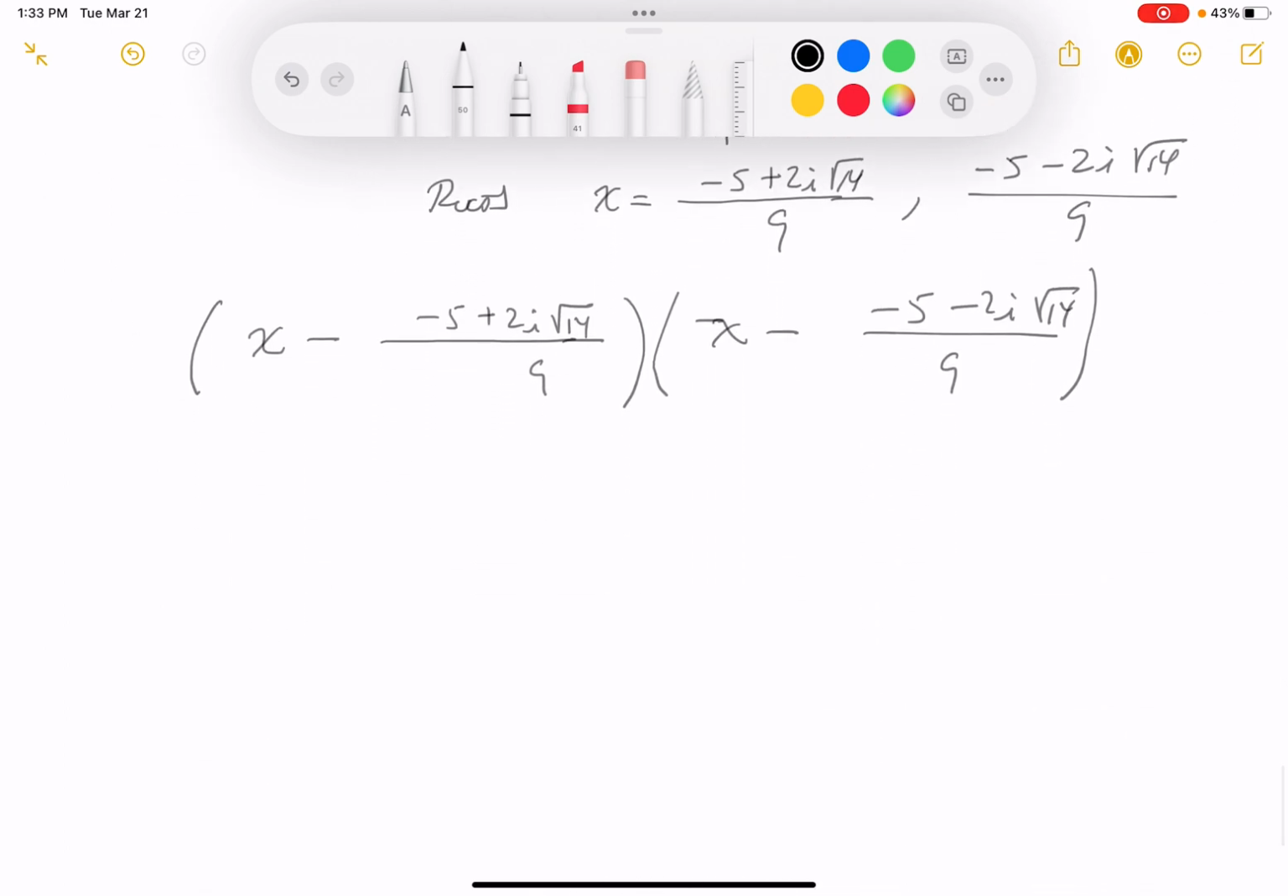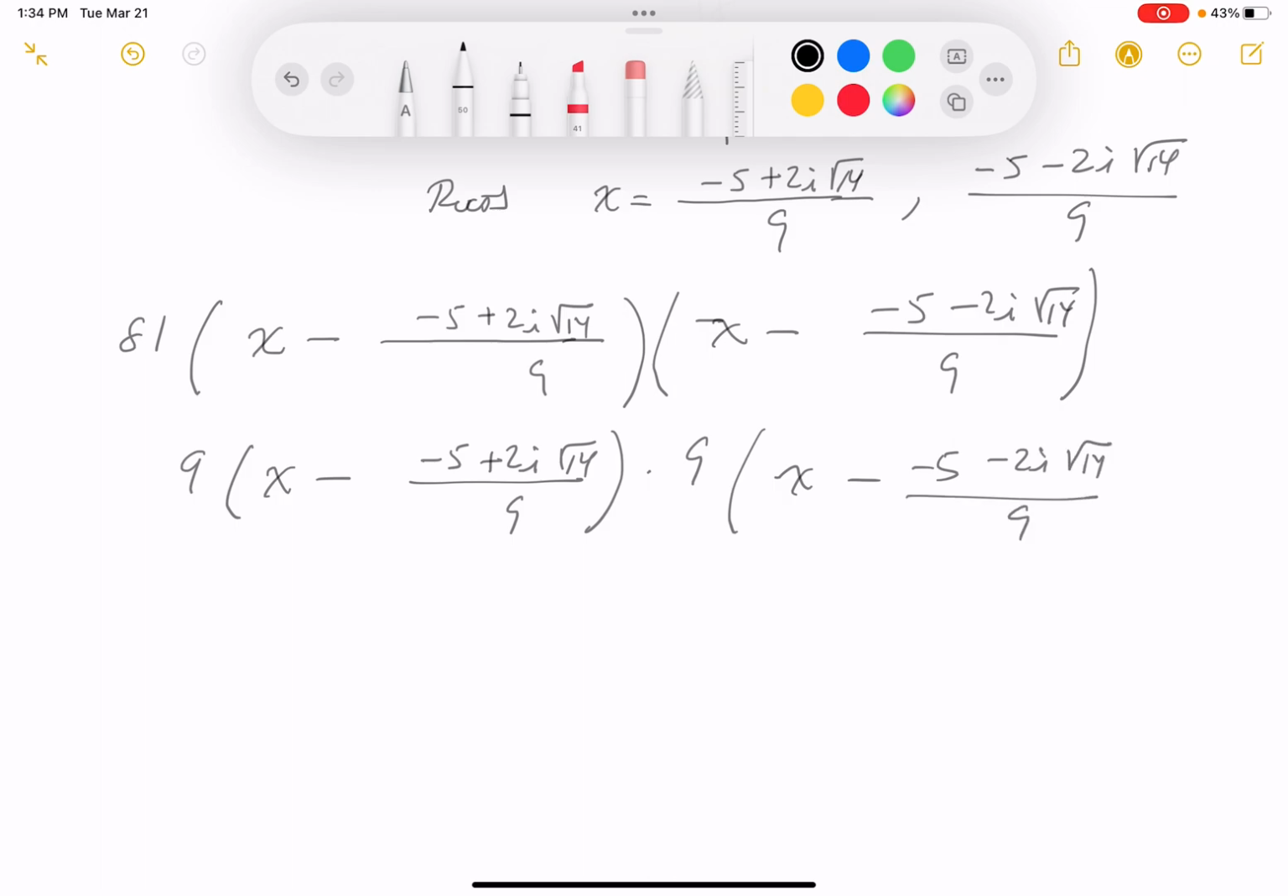What I'm going to do, though, is I'm going to multiply this by 81. And someone says, why would you do that? Well, I associated 9 with the first guy. Don't worry, we'll get the factorization. And I'm going to associate the 9 with the second factor. It's tough, though. There's no doubt about it. So what do you get over here? You're going to get 9x.